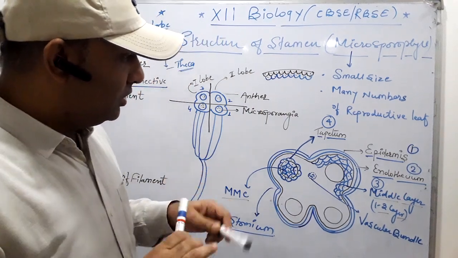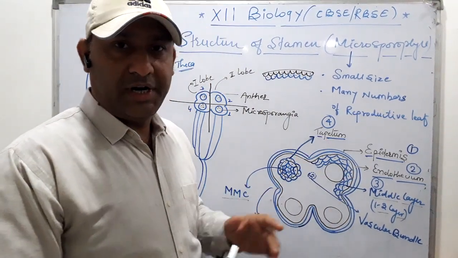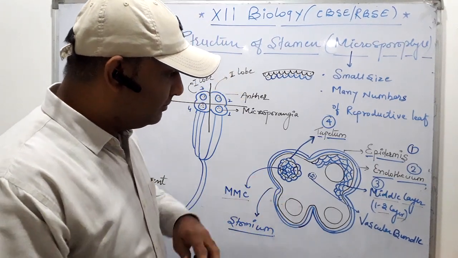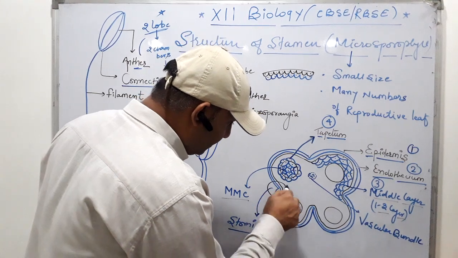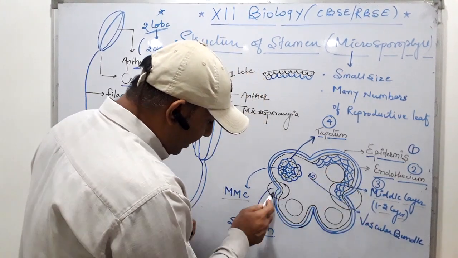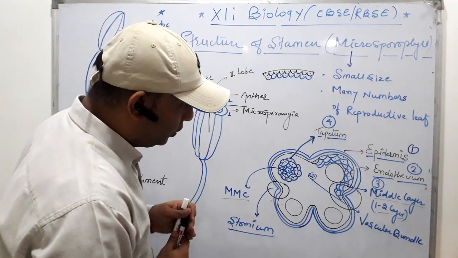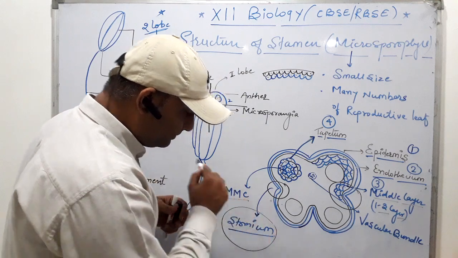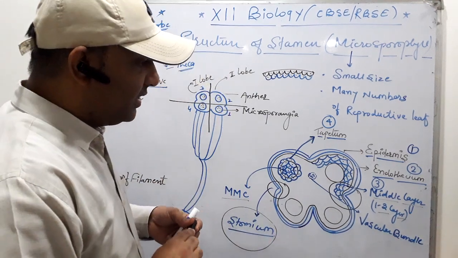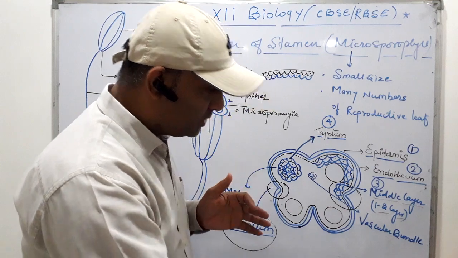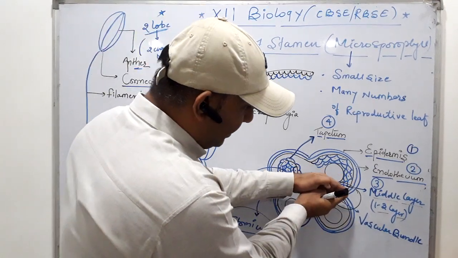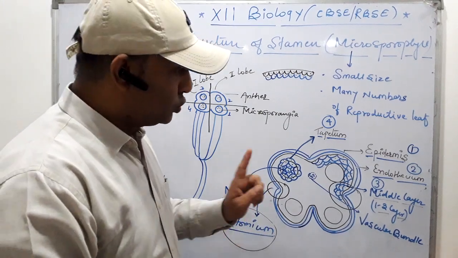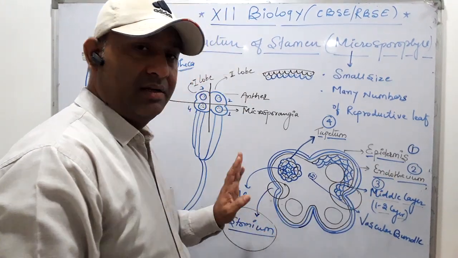Clear? The endothecium is a protecting layer. For some reason, the endothecium becomes thin, and the region is called the stomium. The stomium is the region where the pollen grain is released into the environment. That means this layer bursts and releases the pollen grain. Clear? So that's why it is a thin layer. So the endothecium is thin at the two sides.